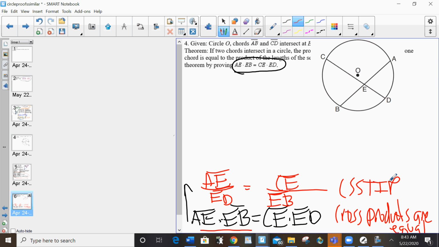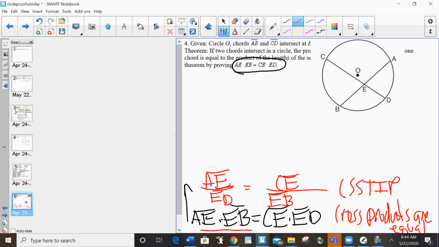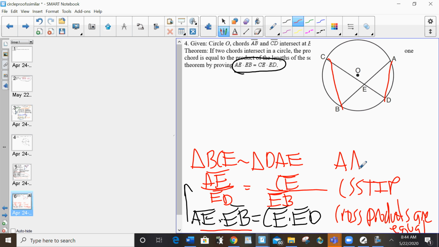And before the proportion is always prove similar, AA. So which triangles am I proving similar? Well, again, I need to draw those auxiliary lines. That was my hint to you. So this one's pretty clear to see. I think easier than the last one. Triangle BCE is similar to triangle DAE. And the reason, prove similar AA.